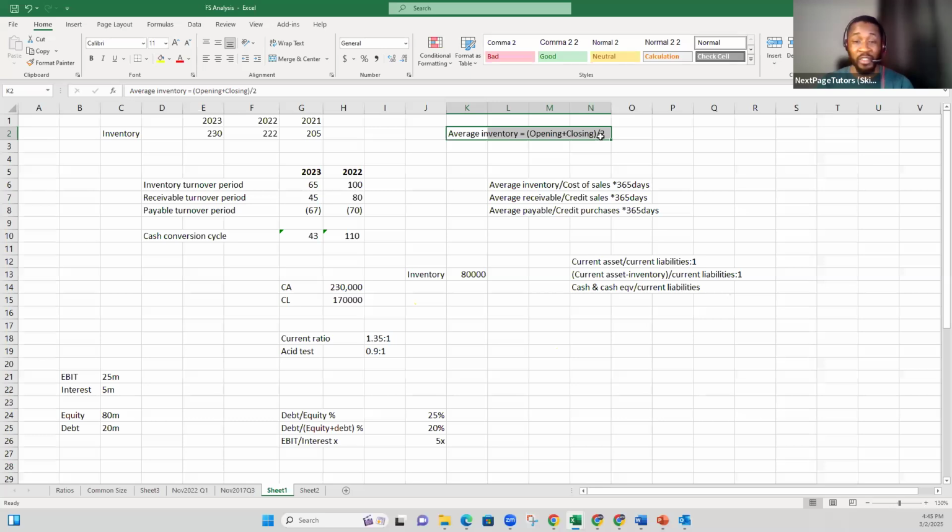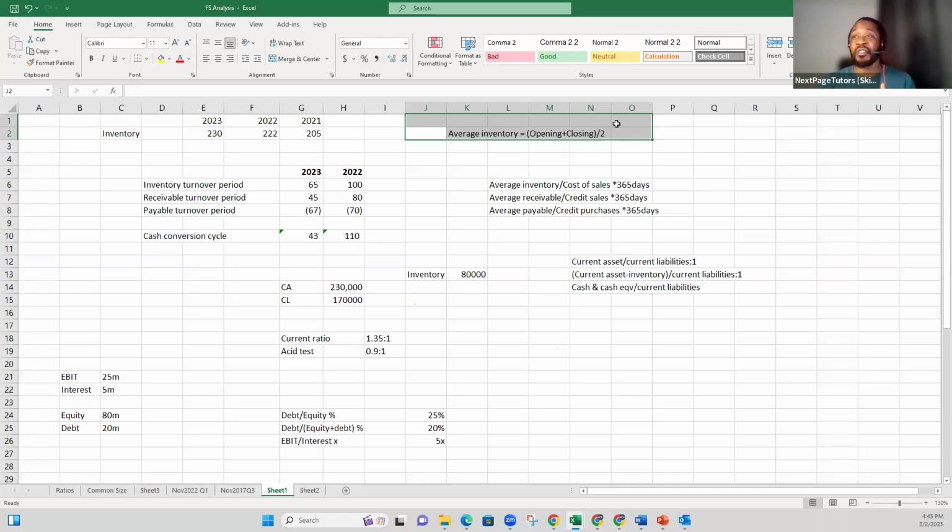I'm going to explain further, but you need to pay attention so that you don't draw us back because you're not paying attention. So let's all be together. So I said, if you want to determine what this average is, whether it is for inventory, for receivable, or for payable, average is your opening plus closing divided by 2, provided that you can get both opening and closing.